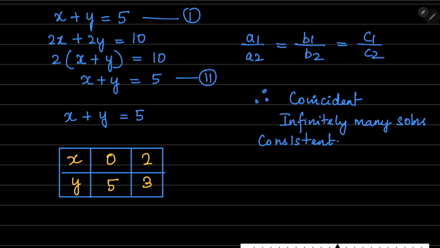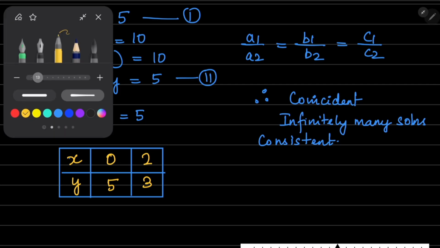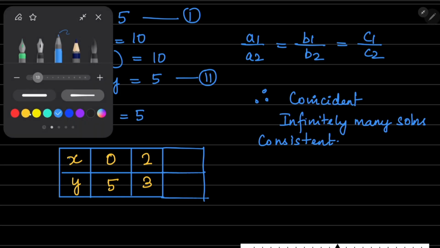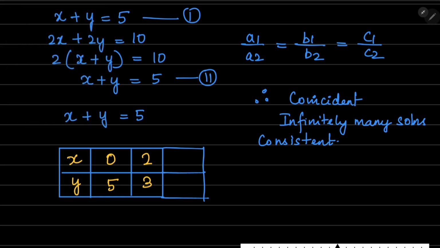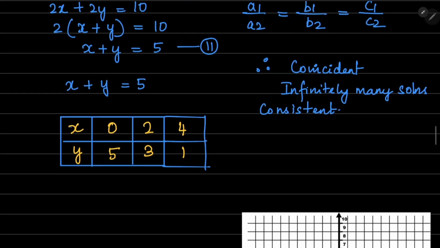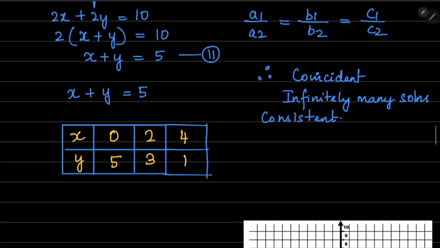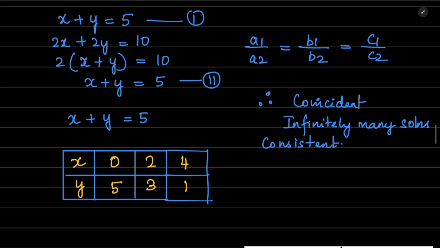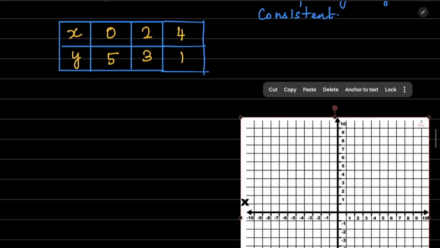Let's take some more points. Let me get a few more points. Suppose if your y is equal to 1, what will be your x? x will be 5 minus 1, which is 4. Right? So let's go ahead and plot it. And both the lines are the same. So it's nothing but two same lines, right? So let us go ahead and plot it.